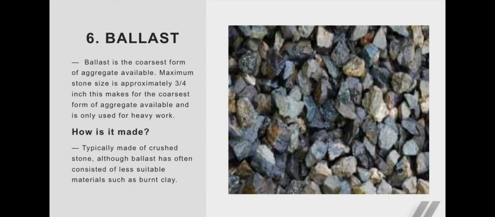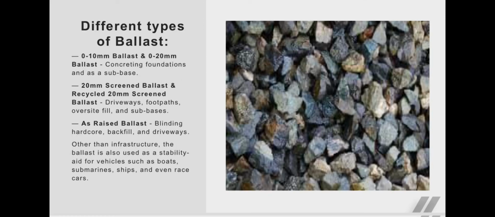Ballast. How is it made? Typically made of crushed stone, although ballast has often consisted of less suitable materials such as burnt clay. So, different types of ballast. 0 to 10 millimeter ballast and 0 to 20 ballast. Used for concreting, foundations and sub-base.